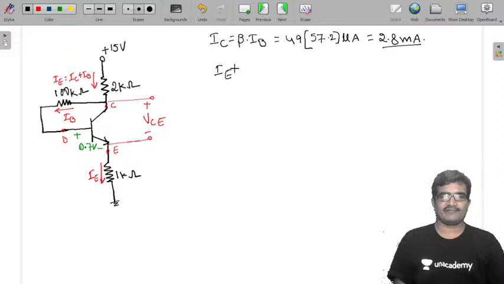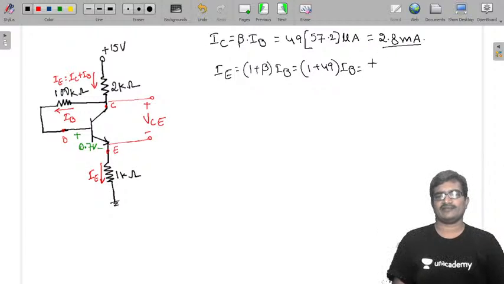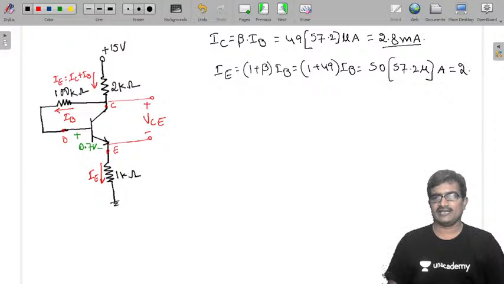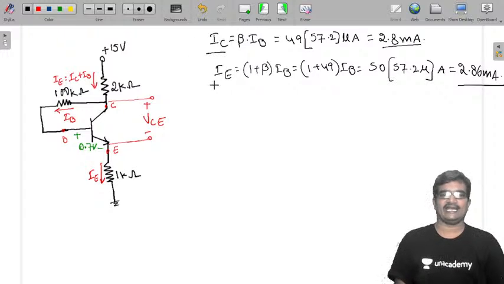Similarly, I am calculating IE. IE is 1 plus beta times IB, which is 1 plus 49 into IB. So it is 50 times IB, and IB is 57.2 microamperes. Now it is 50 into 57.2, that is 2.86 milliamperes. So far we know the values of IB, IC and IE.